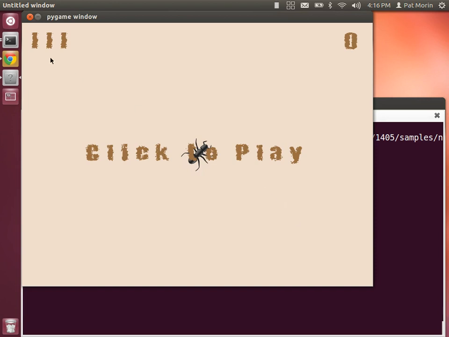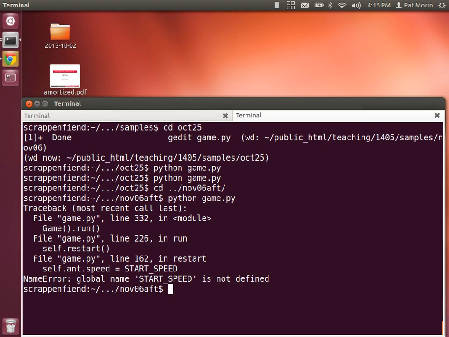So the first thing you'll notice is there's a number of lives up here on the left, score on the right, and it doesn't just fire off into the game. There's time for the user to figure out what's going on. There's a click to play message, which presumably means you click to play. Last minute change broke it.